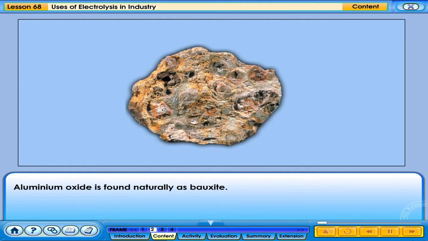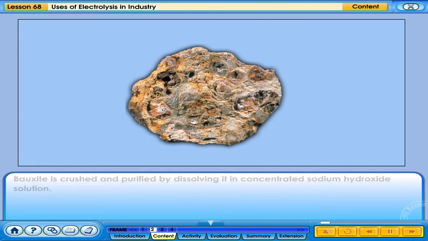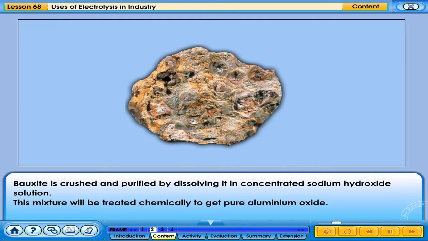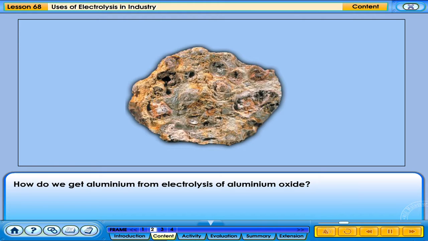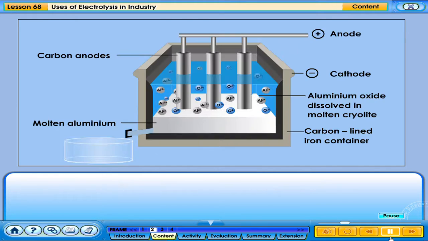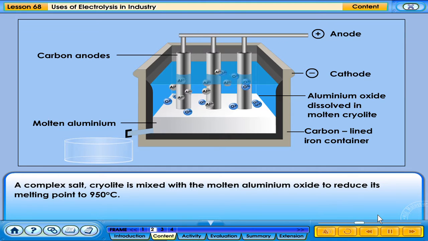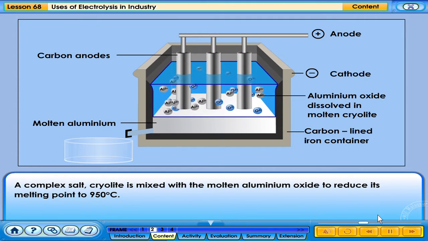Aluminum oxide is found naturally as bauxite. Bauxite is crushed and purified by dissolving it in concentrated sodium hydroxide solution. This mixture will be treated chemically to get pure aluminum oxide. How do we get aluminum from electrolysis of aluminum oxide? We need very high temperature to melt it, as the pure aluminum oxide has a melting point of 2070 degrees Celsius. A complex salt, cryolite, is mixed with the molten aluminum oxide to reduce its melting point to 950 degrees Celsius.